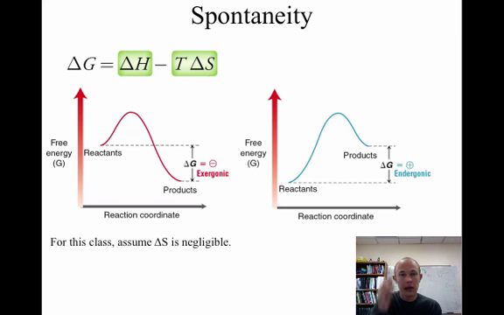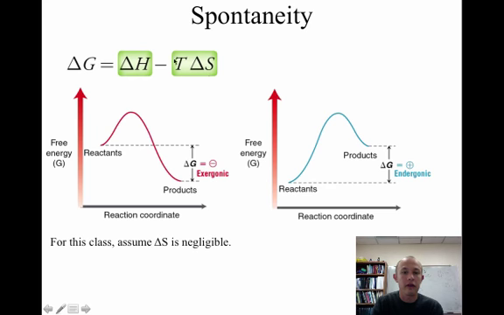Okay, so we know that enthalpy isn't the whole story. We know this from Gen Chem, right? Delta G describes the spontaneity of the reaction. There's an enthalpy term and an entropy term, right? So if delta G is negative, that means the reaction is spontaneous. If delta G is positive, that means the reaction is non-spontaneous.